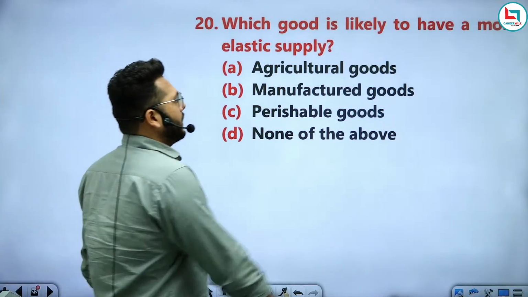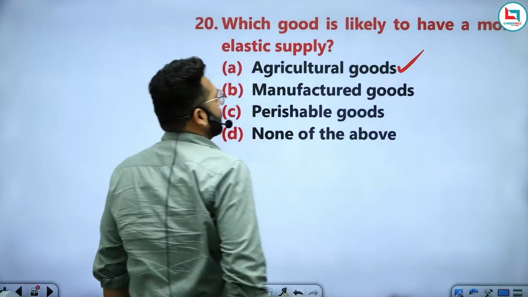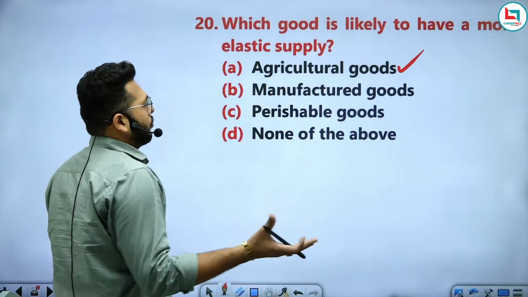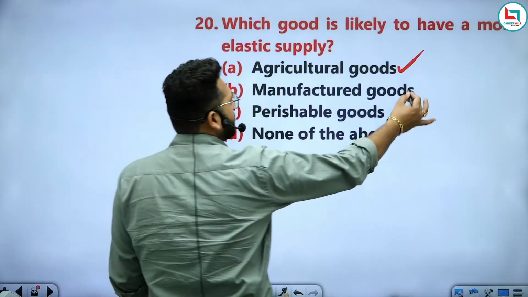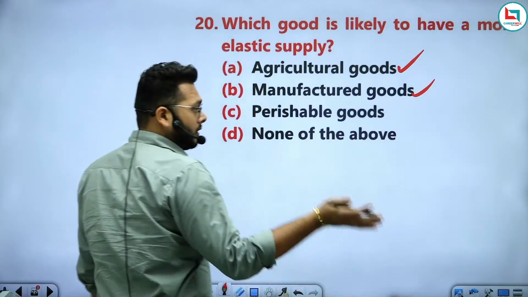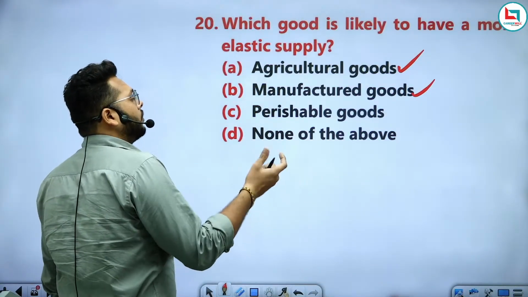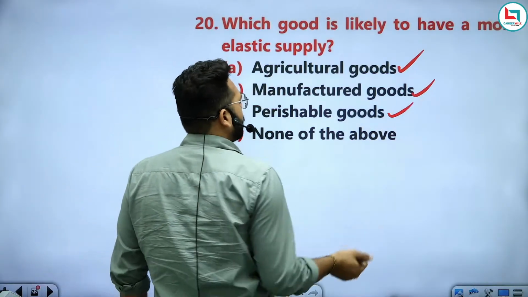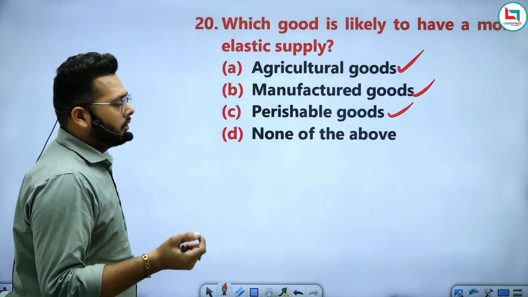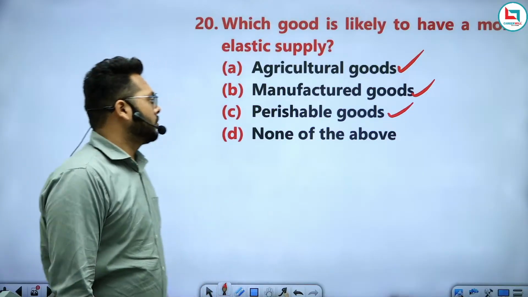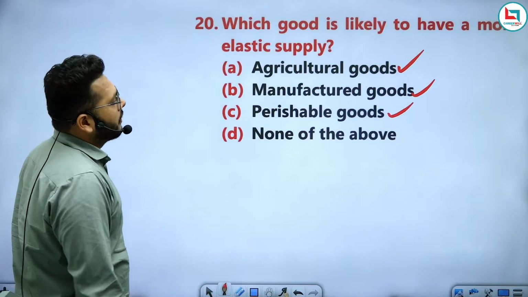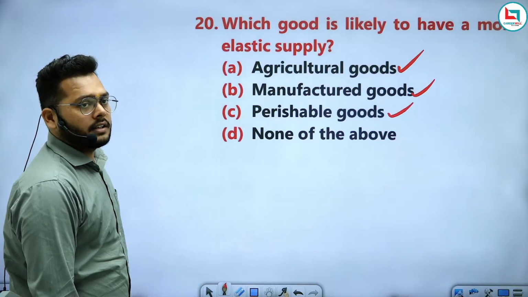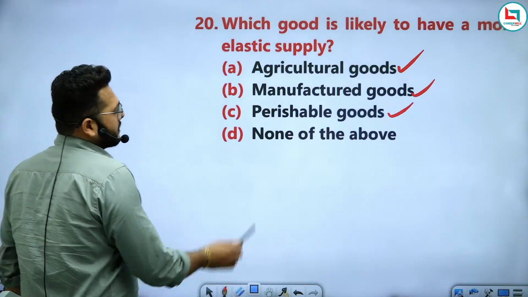As you all know, agricultural goods are produced by the farmers, raw material type goods. Manufactured goods means any raw goods converted into finished goods. Perishable goods are used for just a short period of time, and none of these is nothing. So what will be your right answer?